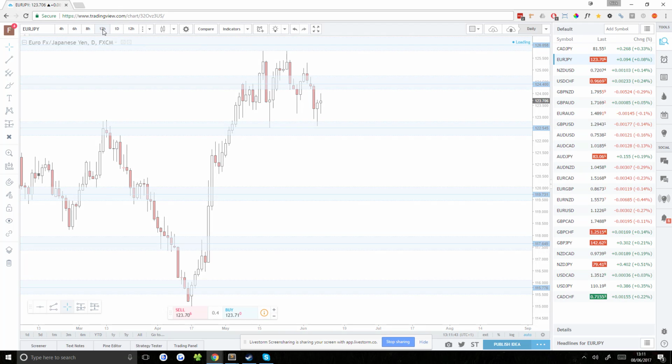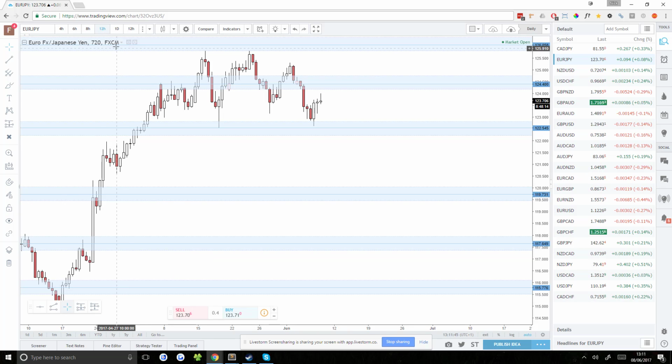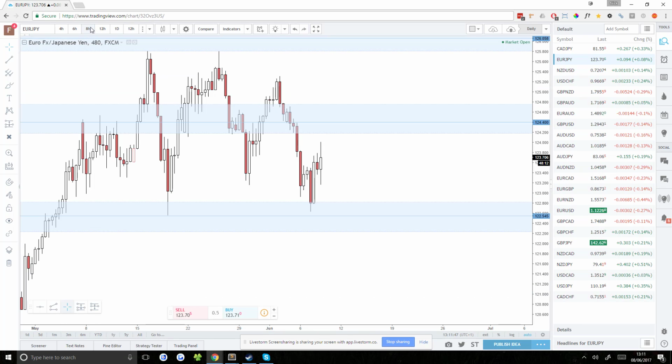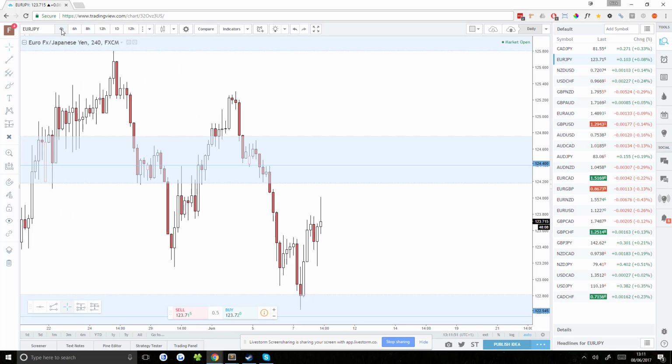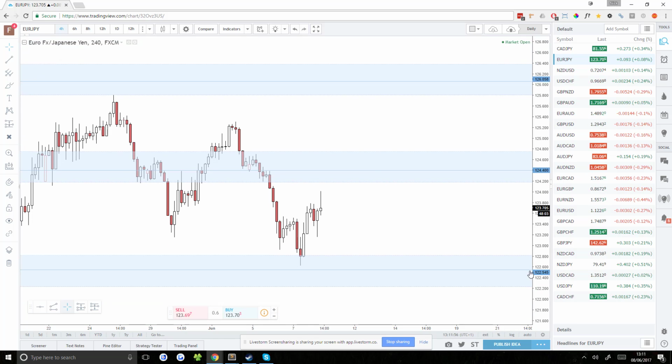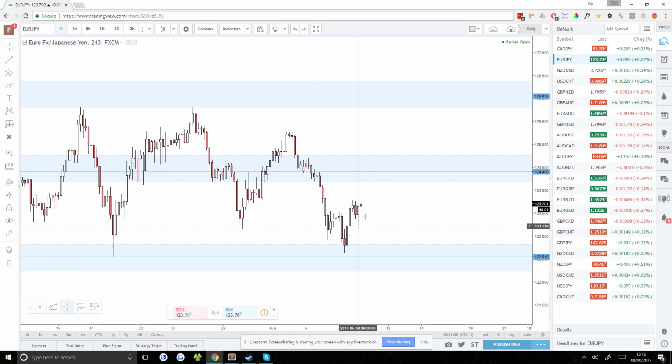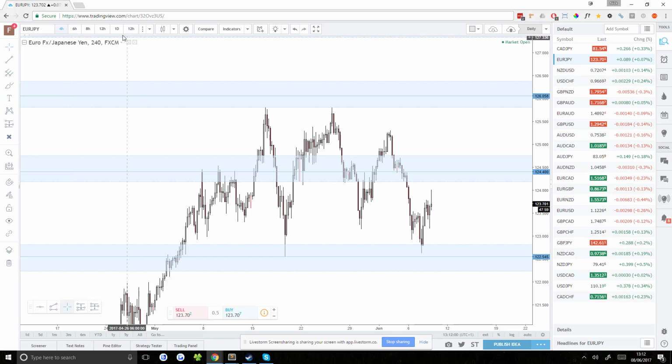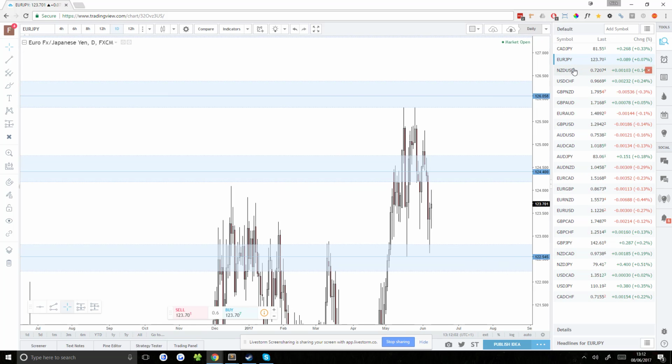All right, EuroJPY. What were we looking at yesterday, EuroJPY? I can't remember. I think we were looking for it potentially to drop down to here and reverse. It looks like it's done that, but it wasn't really a viable setup. So nothing much going on EuroJPY.